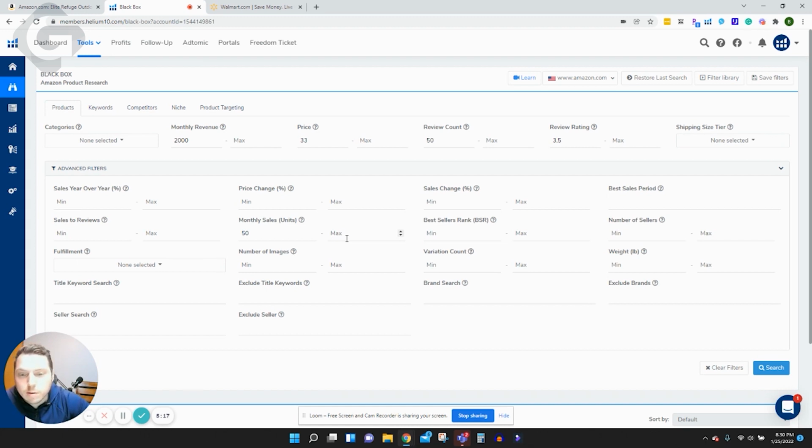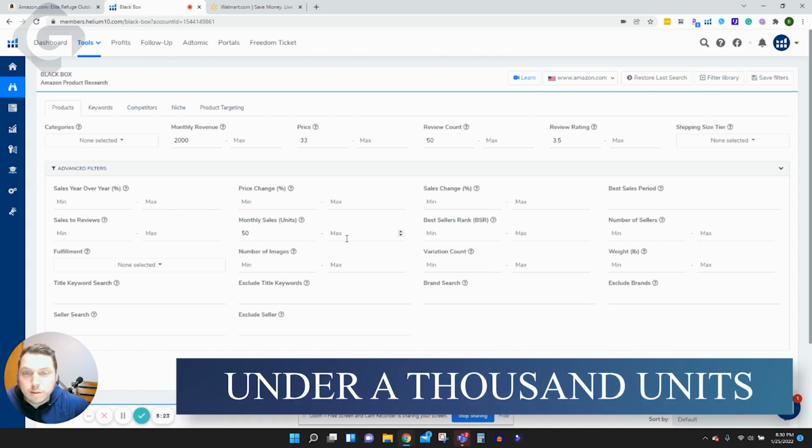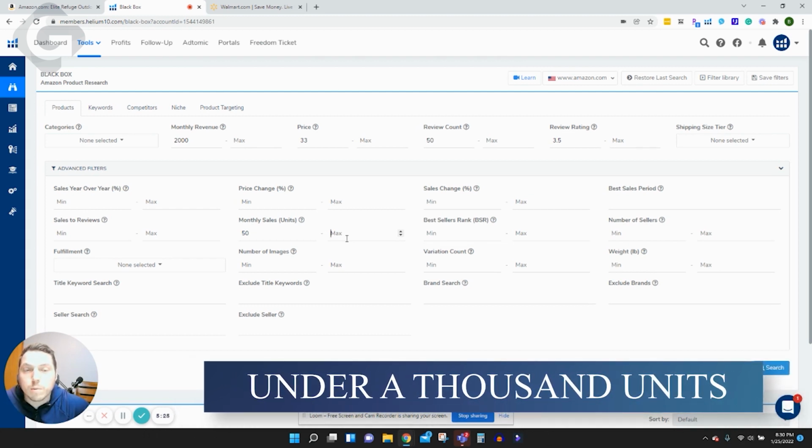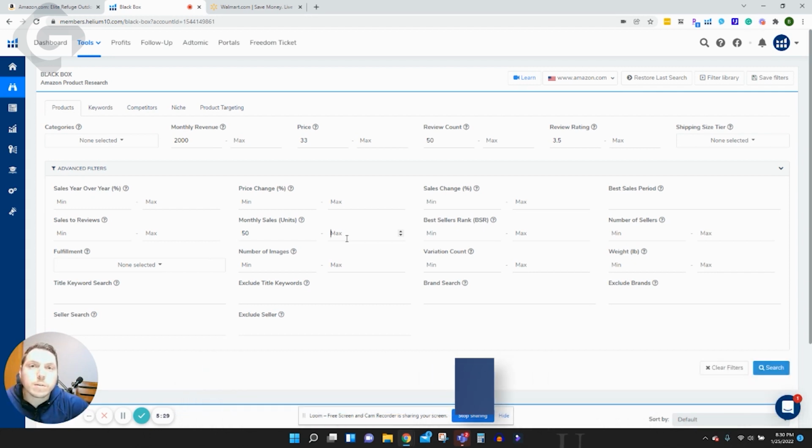they're selling that much. So ideally, you really want to be under 1,000 units, unless you are prepared to spend a lot of money. Like I'm talking tens of thousands of dollars to be able to get a competitive price on some of these products. So we're just going to go 800 units.